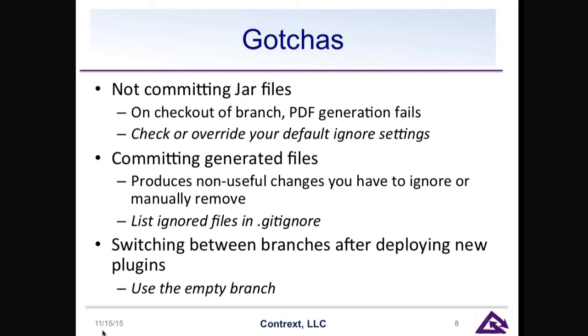Don't commit generated files, because what happens is you regenerate them, Git sees those as changes, and then it makes it hard to switch, because now it's like, oh, you can't switch away from this branch because you have uncommitted changes. And it's like, well, what do you mean? I just ran the integrator. So you want to make sure you get those straightened out, and then use that empty branch to switch between branches after you've made changes that you don't want to preserve.